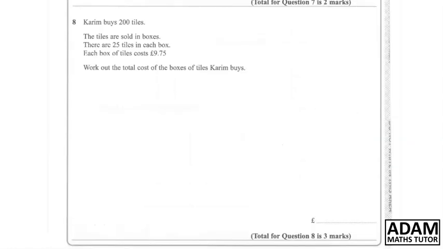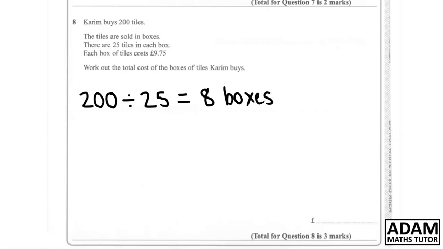Question 8. Karim buys 200 tiles. The tiles are sold in boxes. There are 25 tiles in each box. So starting off with 200, and there's 25 tiles in each box, so divide by 25, and that tells me how many boxes I will need. Each box of tiles costs £9.75, so to work out the total, I'll just have to multiply by 9.75, and that gives me a total of £78.